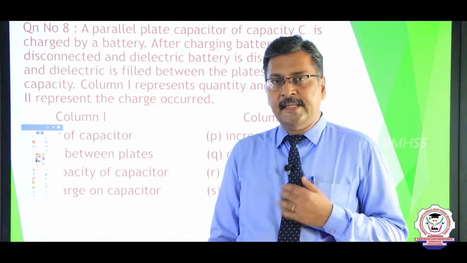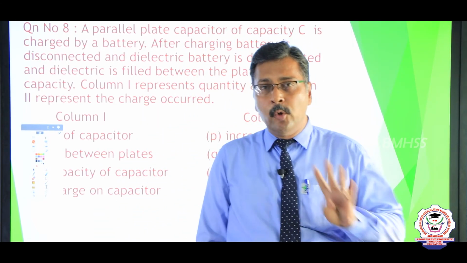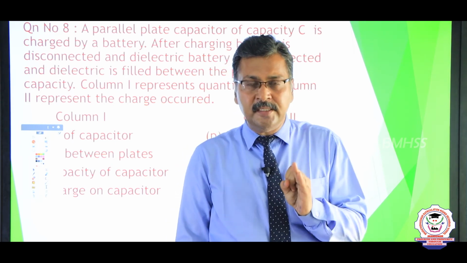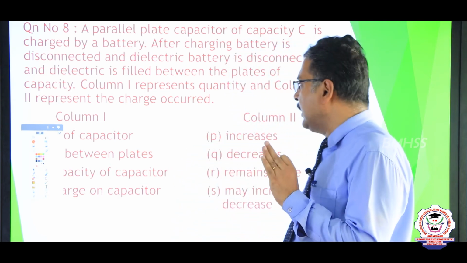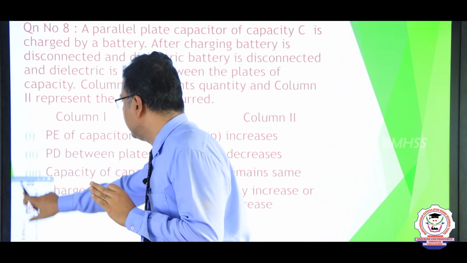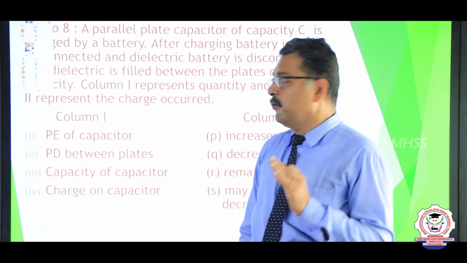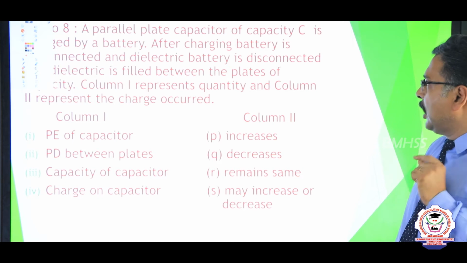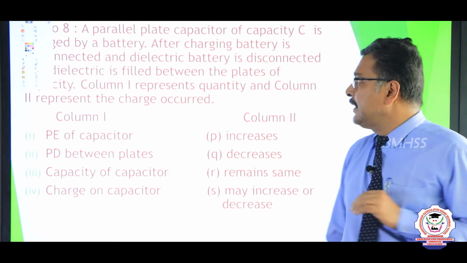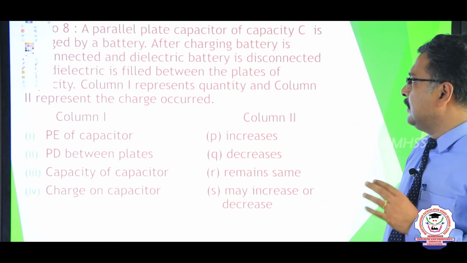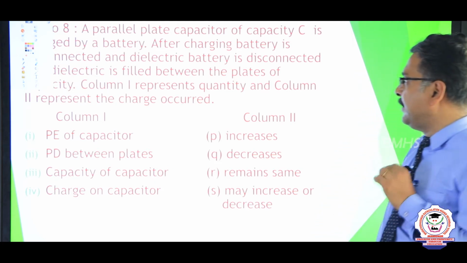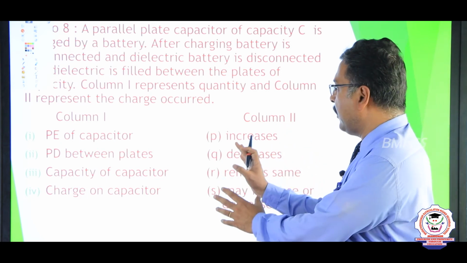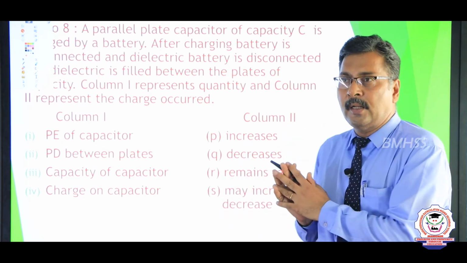So we are going to understand the final concept of the capacitance by four quantities. One is the potential energy, second is the potential difference, third is the charge, and fourth is the capacity of the capacitor. In these questions, what is asked is, if it is charged by a battery, after the battery is disconnected and if it is filled with a dielectric between the plates, match column 1 and 2. This is the problem. We have to match column 1 and 2. On the left hand side, what are all the values given?